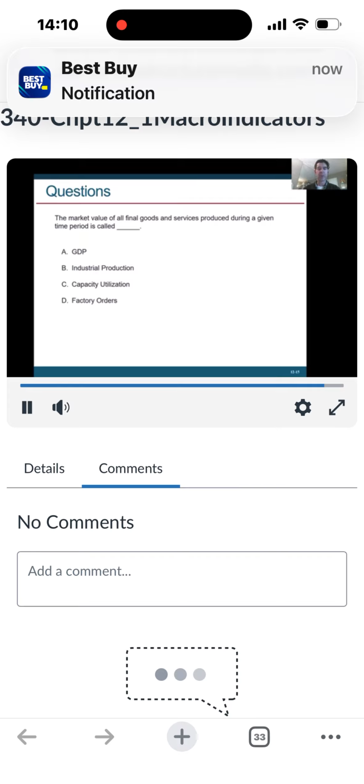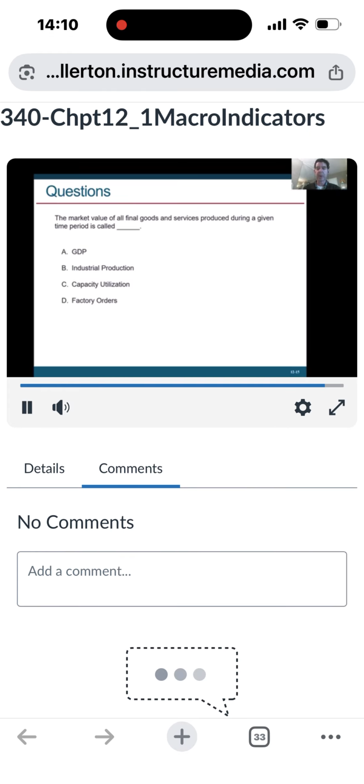Let's just do a couple of quick questions here. The market value of all final goods and services produced during a given time period is called what? GDP, industrial production, capacity utilization, or factory orders. And the answer here is GDP. That's our definition of GDP, or gross domestic product. I went through 6 macroeconomic indicators. GDP was one of them. Make sure you can identify all of those. All right, here's another one.